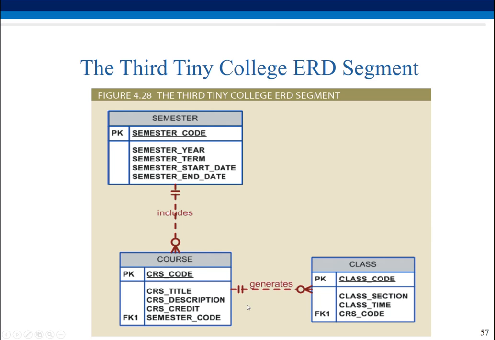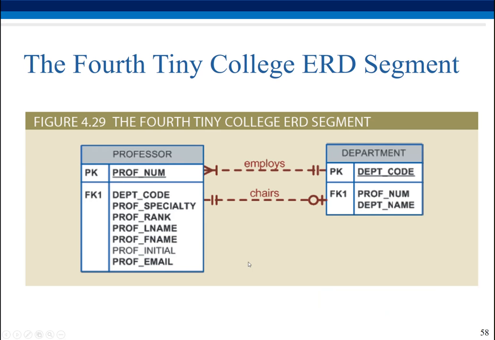And then, of course, each section can only be taught by one professor. So we have that over here. So we have a professor. Each professor can only be part of one department. He must be one to one and only one department. However, a department, of course, can employ many professors. So it's one to many.